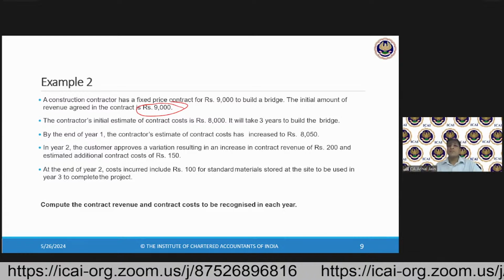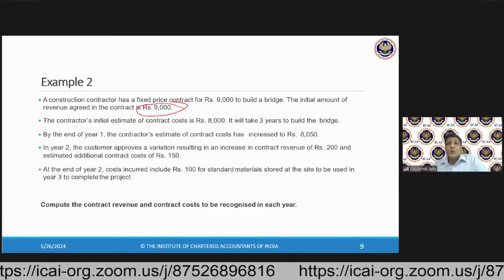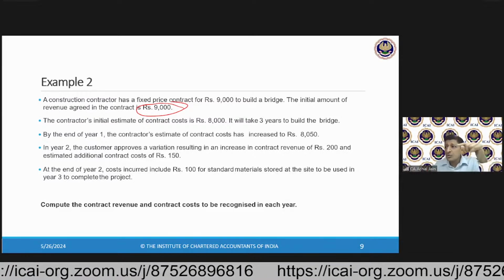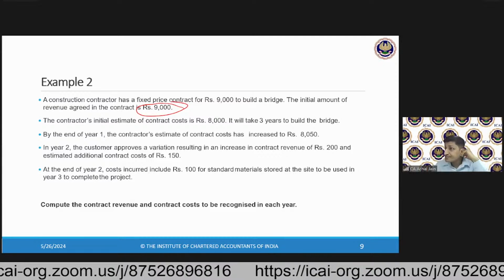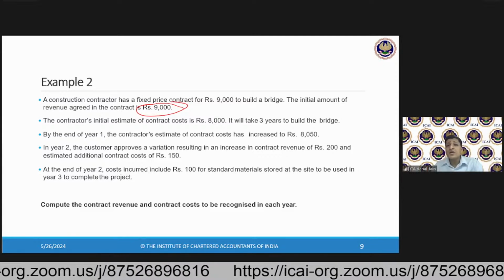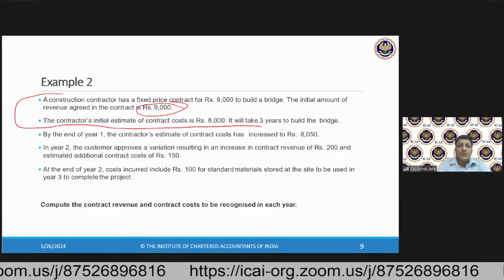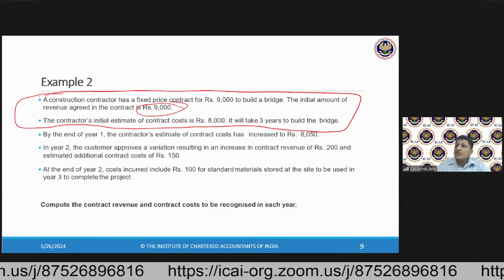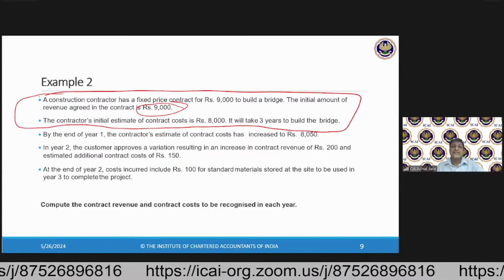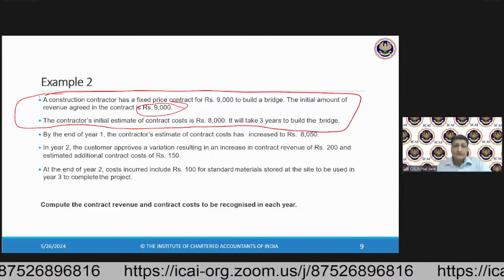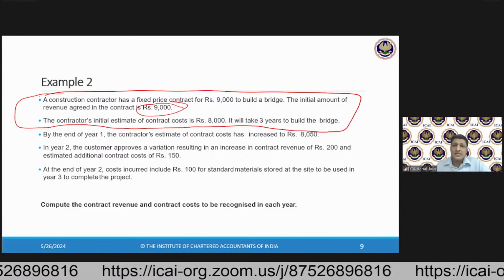So in this example, do you think there is a foreseeable loss? Quickly, everyone. Do you think there is a foreseeable loss? Just going by these two, do you find any foreseeable loss in this? Quickly. Pratima is saying no. What about others?